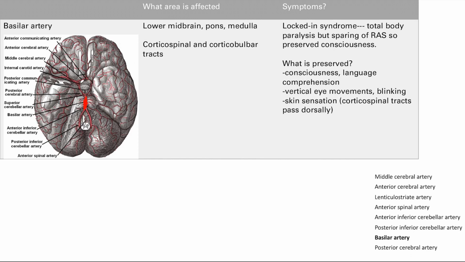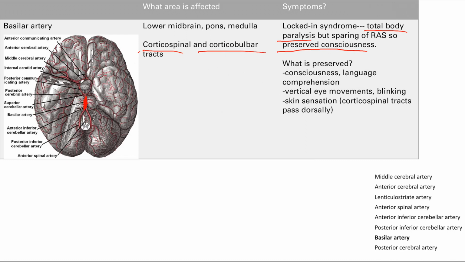This is the idea of a locked-in syndrome. You're going to get total body paralysis, and that is because all your corticospinal tracts and bulbar tracts, they all run through your pons, they run through your brainstem to the spinal cord. So you're going to knock out all those. You're going to get total body paralysis, but you have sparing of the reticular activating system. So there is preserved consciousness. Okay, total body paralysis. So they know what's going on. They just can't move their body, so they're locked in.